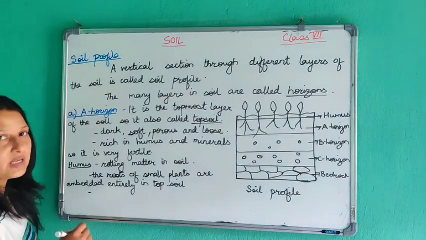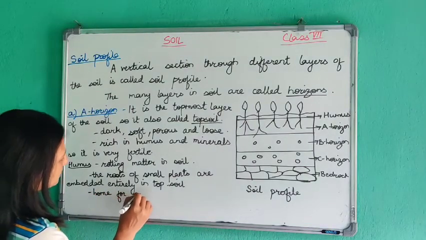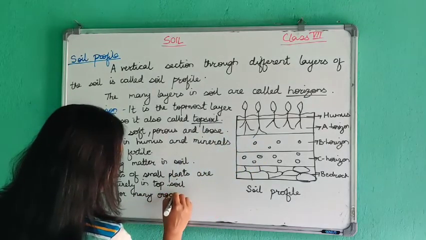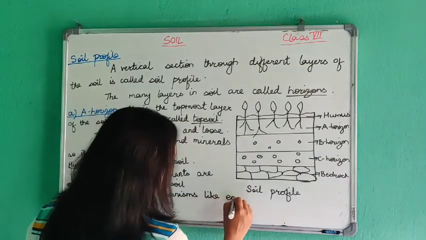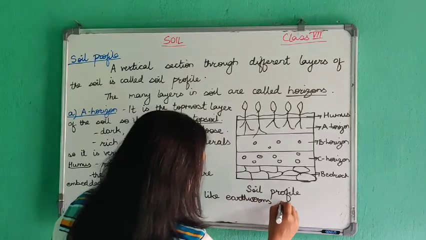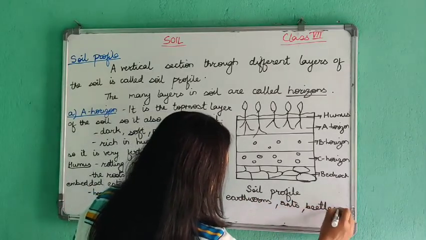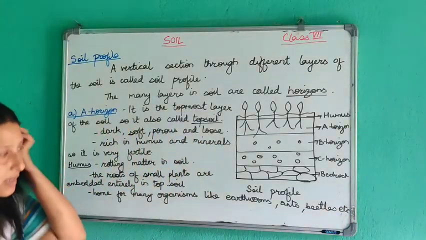Okay, and finally A horizon is home for many organisms. यही A horizon मै जो जति पनि organismsहरु पाइन्छ त्यो चाहिँ त्यहाँ बस्छ, like earthworms, ants, grasshoppers, snakes, everything lives here. Okay, everything lives in the A horizon.